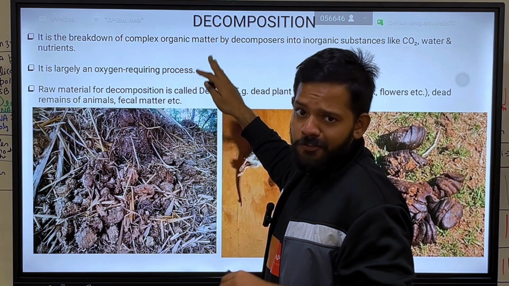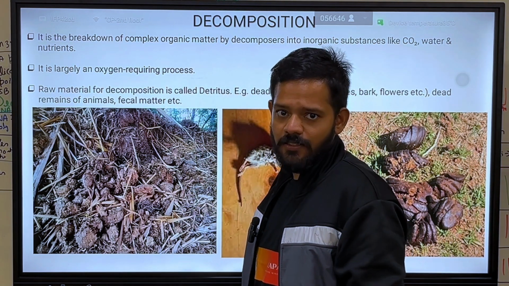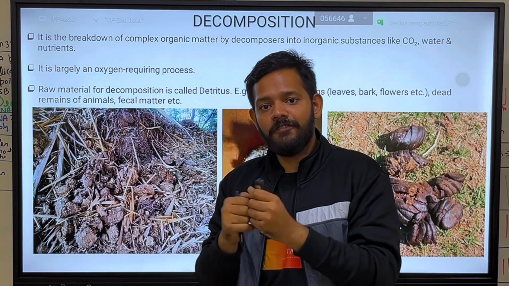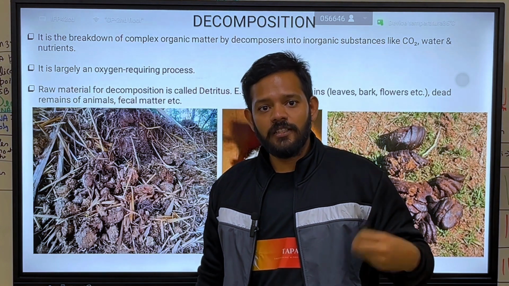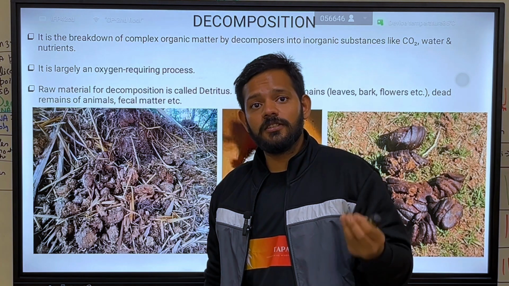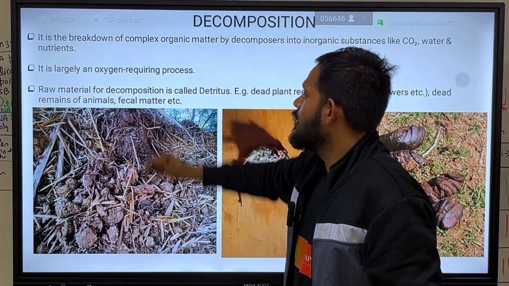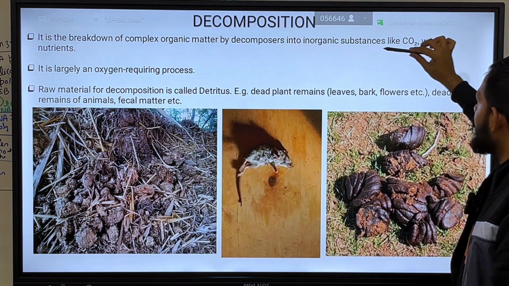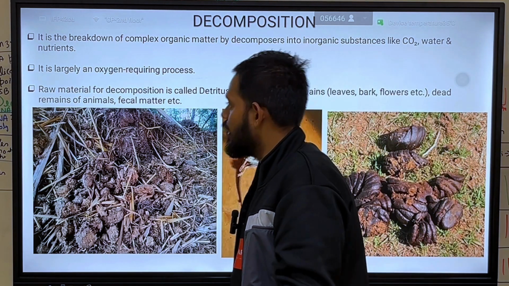It is the breakdown of complex organic matter into less complex substances. Okay, means I have a large paper, and I have to break that thing into small pieces. Then this process is called decomposition. It is a breakdown of complex organic matter by decomposers into inorganic substances like CO2, water, and nutrients.